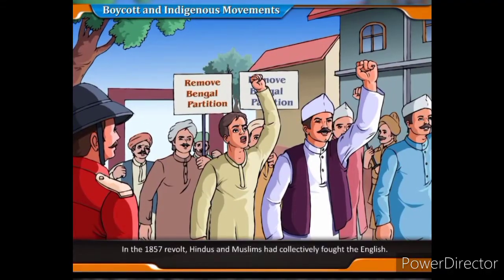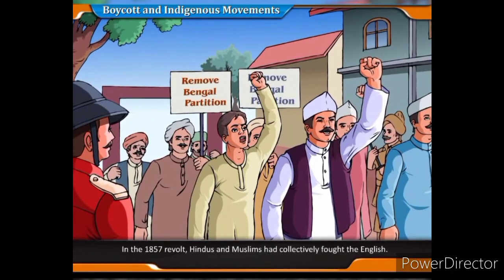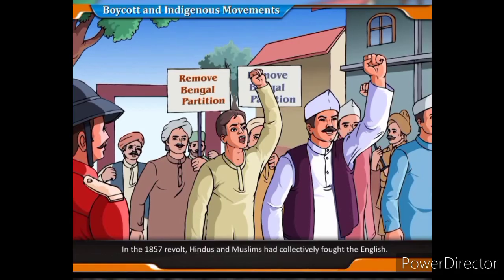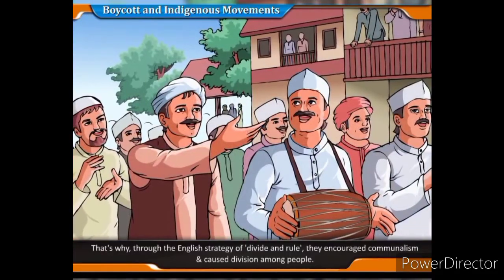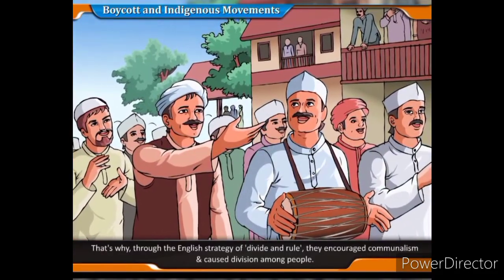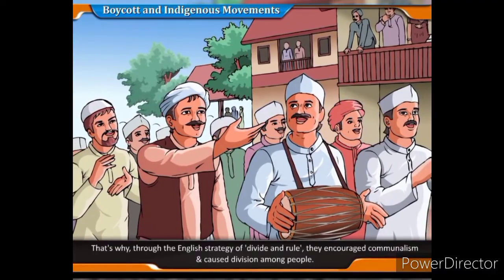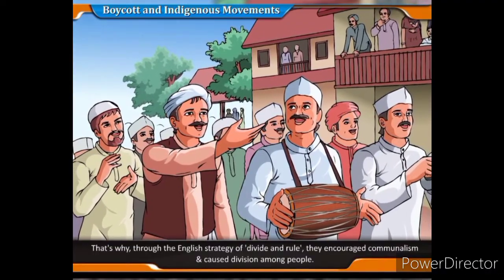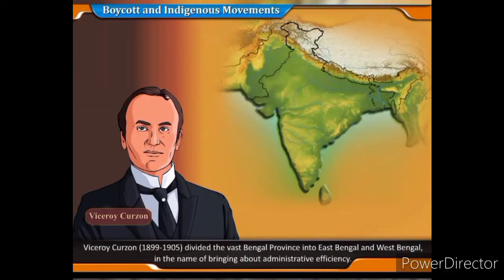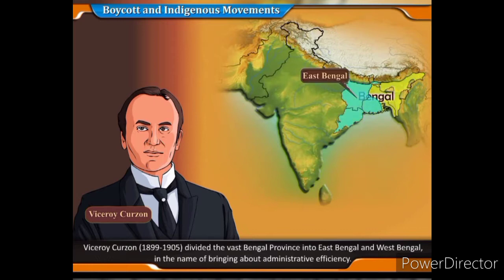In the 1857 revolt, Hindus and Muslims had collectively fought the English. That's why, through the English strategy of divide and rule, they encouraged communalism and caused division among people. Viceroy Curzon, 1899 to 1905, divided the vast Bengal province into East Bengal and West Bengal in the name of bringing about administrative efficiency.